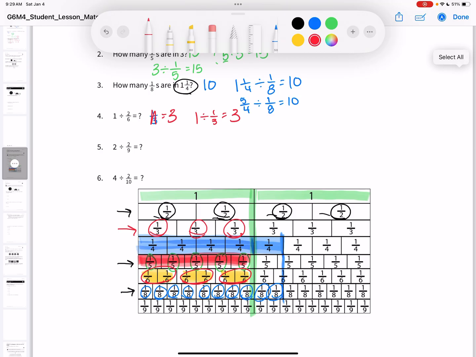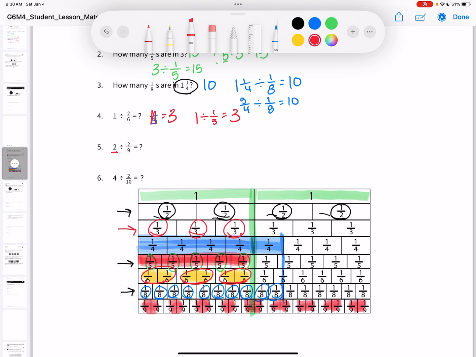Number 5 says 2 divided by 2/9. So it's similar to what we did with the 1/6, how we combined them to get 2/6. We're going to do that with 9 as well. But our whole is 2. So we are going to go down to 1/9, but we're going to do it by 2s. So here's 2/9. Here's another 2/9, 2/9, 2/9, 2/9, 2/9, 2/9, 2/9, 2/9.